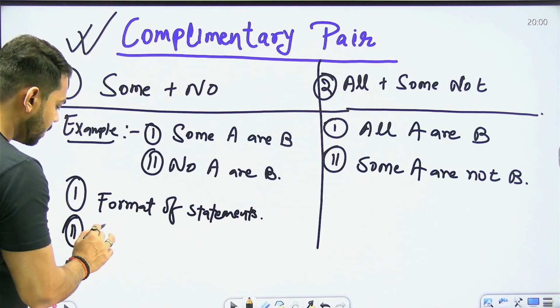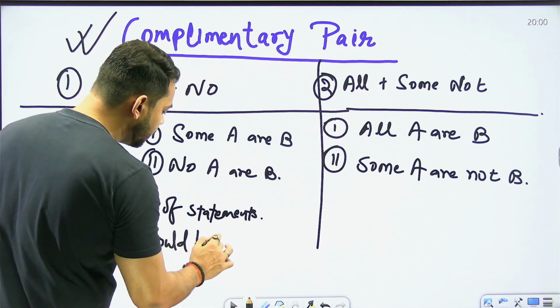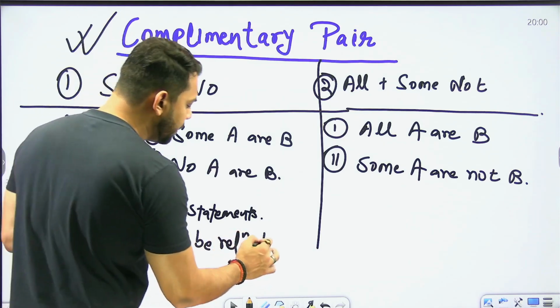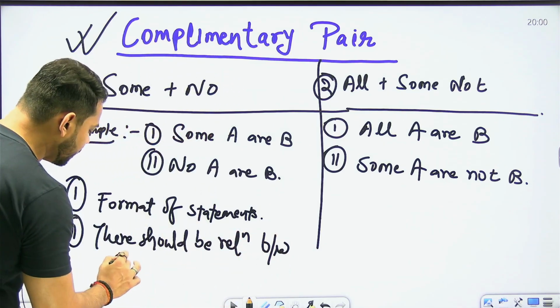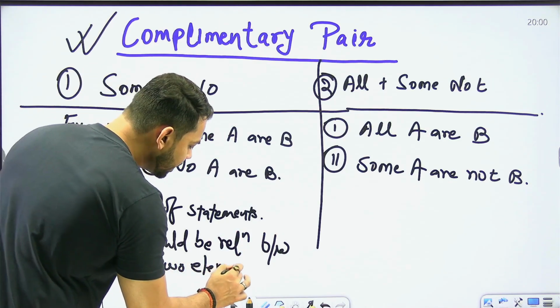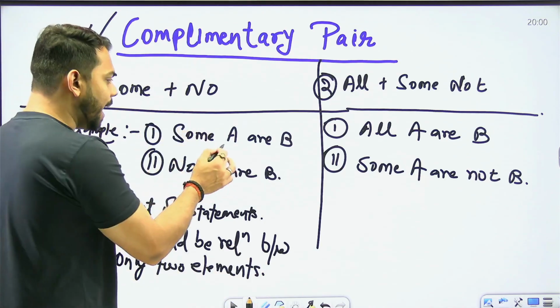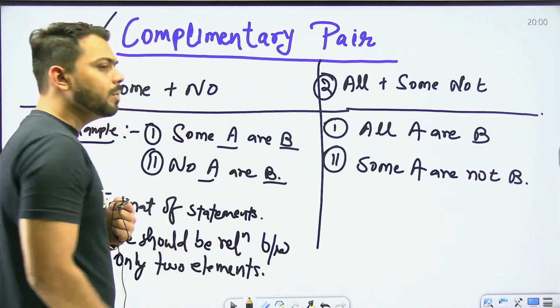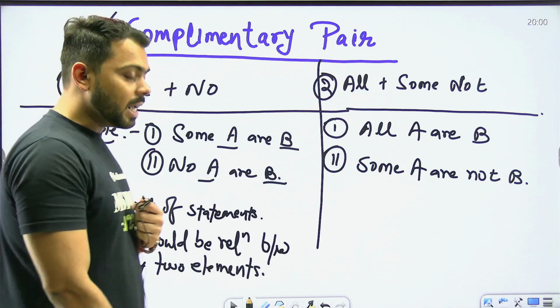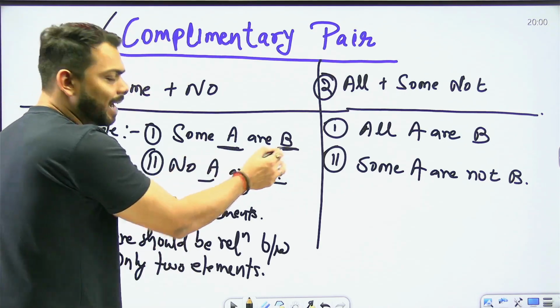Second, there should be a relation between only two elements. That means the relation should be between A and B. The elements should be the same in both the statements, only A and B.